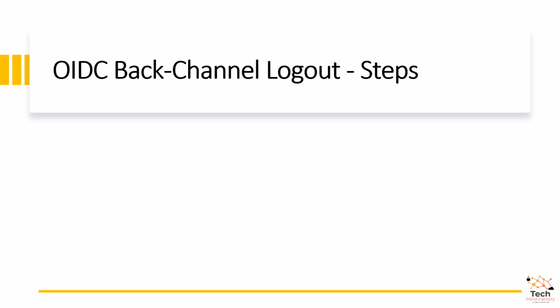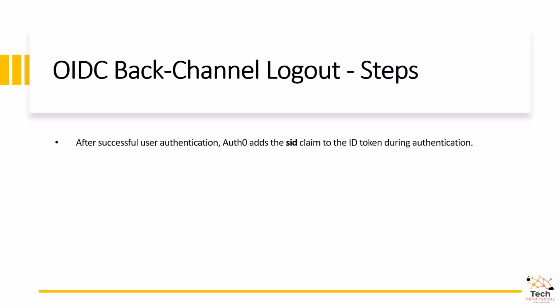Okay, so let's talk about the steps in this OIDC back-channel logout. After successful user authentication, Auth0 adds the sid claim, or session ID claim, to the ID token during authentication. And now on the application side, the application can store the sid value in its session store, linking it to the app-specific session. Obviously, this session store is recommended to be persisted, for instance a database or some other cache. Basically, the important fact is that the application is storing this sid or session ID value.